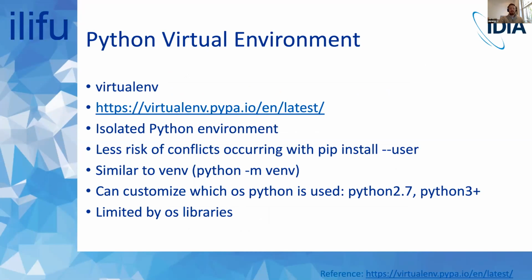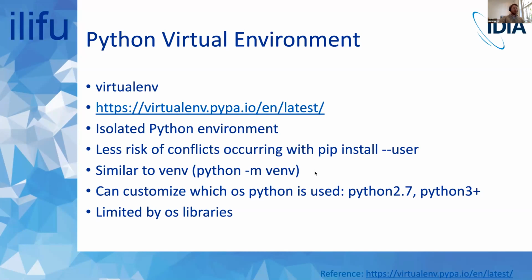So I'd just like to point out that we have had a number of issues with Python package conflicts on ilifu, and this occurs when a user uses pip install --user to install a Python package. This sometimes causes conflicts between package versions with the operating system Python or the Python that is currently in the containers. So in order to avoid this, we would recommend using virtualenv to create a virtual Python environment, as this keeps it isolated and will prevent these kinds of conflicts from occurring.